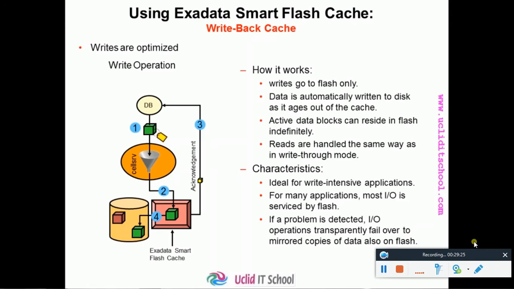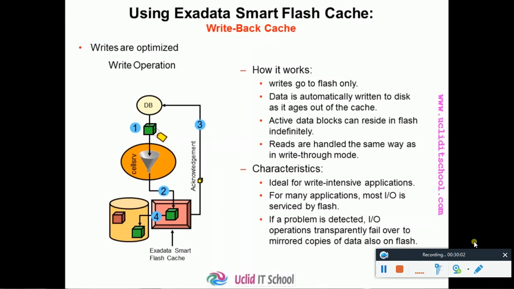If a problem is detected, I/O operations transparently fail over to mirror copies of the data, which are also on the flash storage. Whenever writing is happening, it may have to create a mirror copy also, because we have implemented ASM redundancy. So even the mirror copy is also written to flash. If there is a problem with the primary copy, it will use the mirror copy.